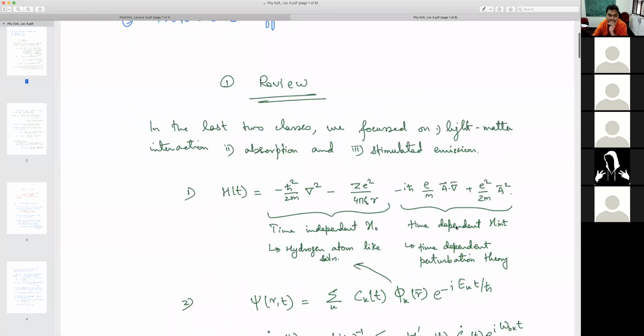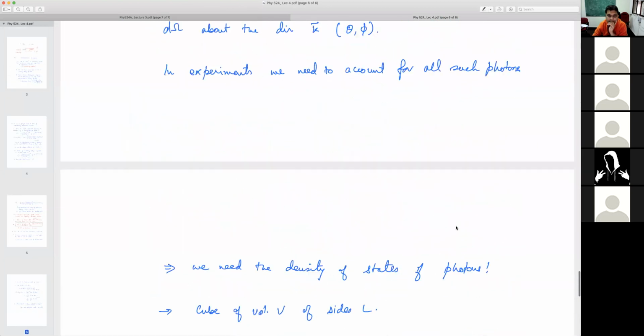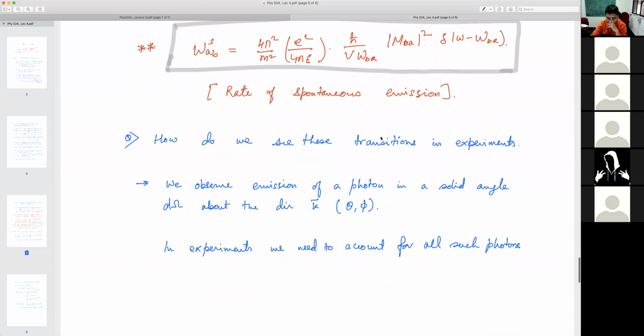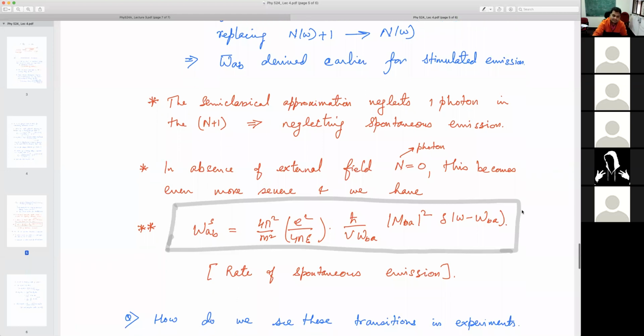Okay, so it seems like we'll not have time for exercise. But anyway, let's proceed a bit with what I had prepared. How do we see these transitions in experiments? We calculated the rate, W_AB, and I want to connect it a bit more to what you will see in experiments.